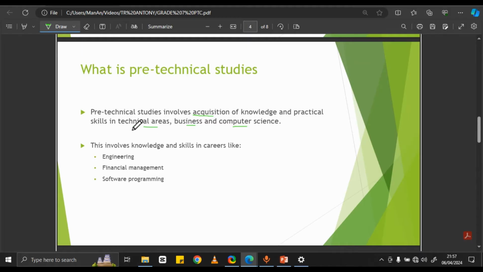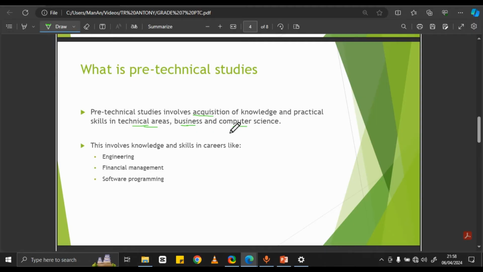Now, for example, when you grasp that knowledge and practical skill in technical areas, you'd be able to do something like engineering. You'd be able to be a civil engineer, with the understanding that you get from pre-technical studies. When you learn business, which is under pre-technical studies, you can do something like financial management, where you manage money. Finances is money. Or you can do accounting, where you keep a record of accounts of money, or you understand how businesses work and the management of businesses.